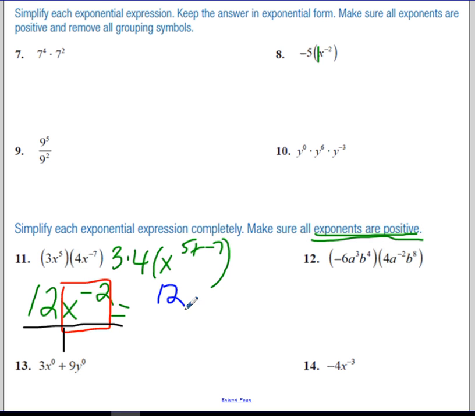It's the x that has to move with the negative exponent. So your answer is going to be 12 over x squared. So again, only the piece, the variable that has a negative exponent moves to the denominator. The other parts, the coefficients or other variables, if they have a positive exponent, they do not move. Okay?